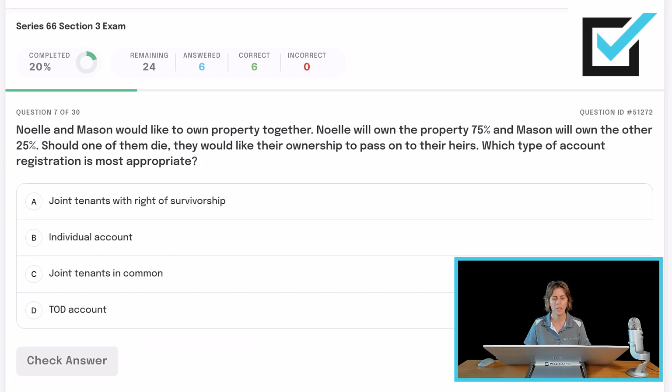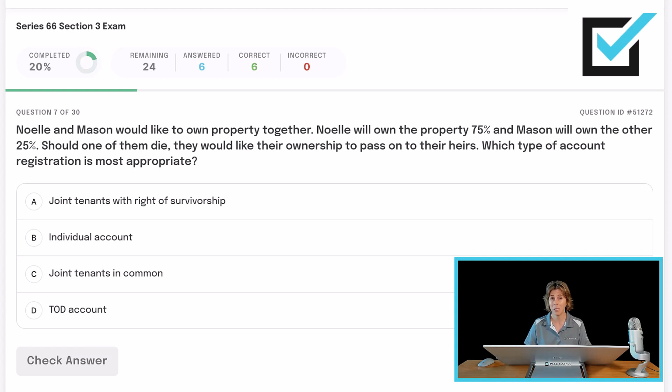Noelle and Mason would like to own property together. Noelle will own the property 75% and Mason will own the other 25%. Should one of them die, they would like their ownership to pass on to their heirs. Which type of account registration is the most appropriate? Joint tenants with right of survivorship?